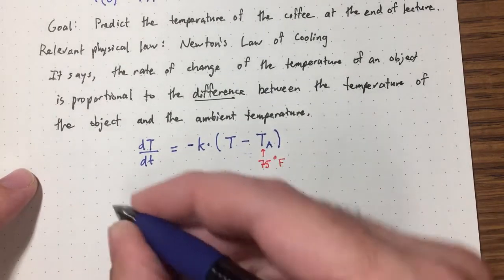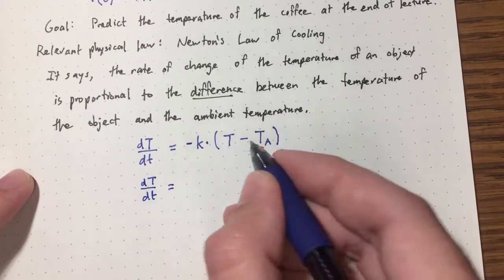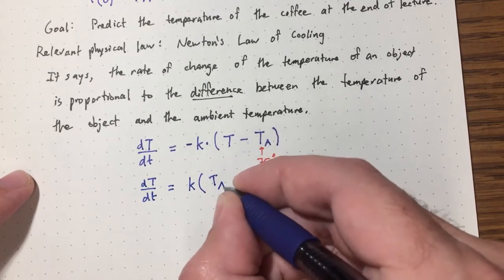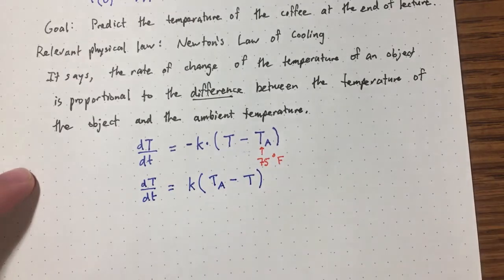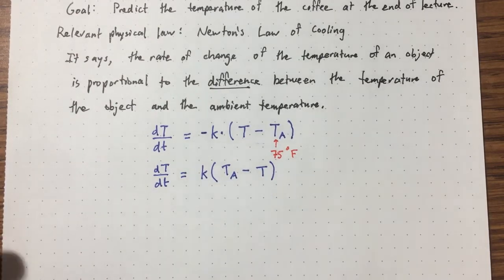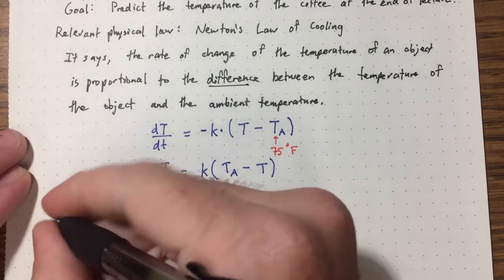And maybe a better way to write this is, I'll get rid of that minus sign. I'll just put it inside the parentheses. So we have k times, and then I just switch the order of these two: T_A minus T. Great, so that is the Newton's law of cooling differential equation. And in order to solve our problem, we're actually going to need to solve this differential equation. So let's go ahead and do that. So we're going to use separation of variables.